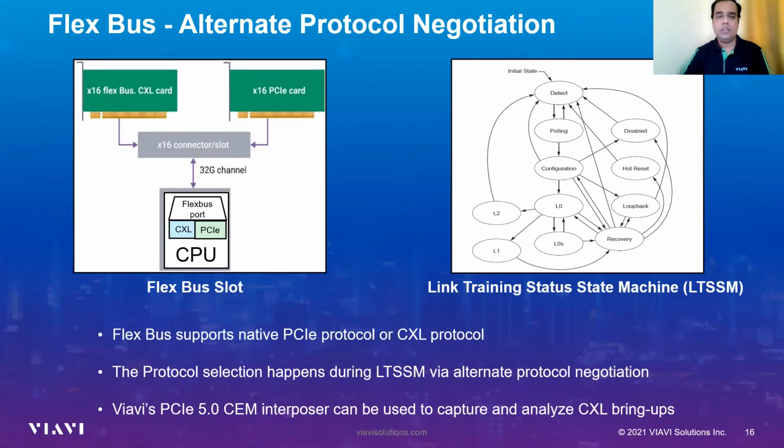So let us start with how CXL devices are connected to a system. The slide here shows a simplified slot implementation of the FlexBus port on the left-hand side. Here, the FlexBus design allows choosing between the native PCIe protocol or CXL over the PCIe 5.0 electricals. So as shown in the picture on the left side, you can plug either the CXL card or the PCIe card into a flex port. And depending on which card is plugged in and detected on the slot, the appropriate protocol is selected.